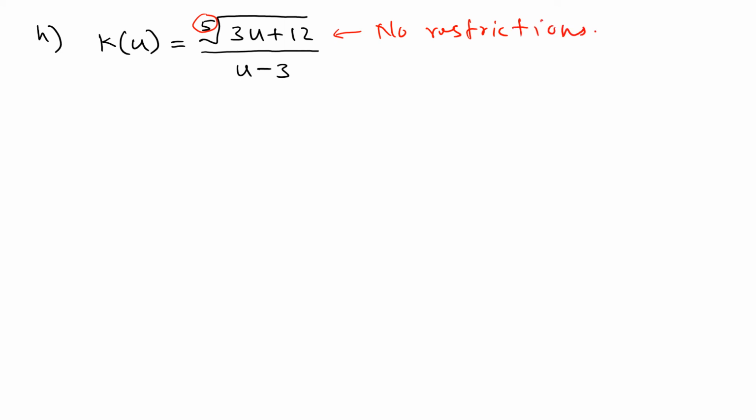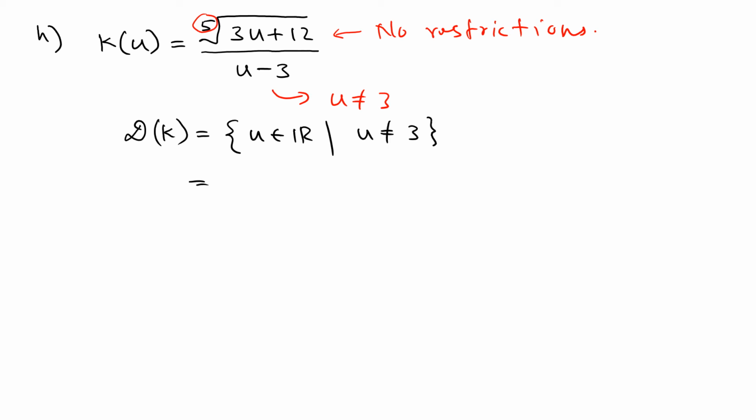So we only need to worry about the denominator, which only says that u is not equal to 3. So this problem is much simpler compared to the previous one. It looks very difficult, but it's very simple. The domain of k is simply u in R such that u is not equal to 3, and that's it.